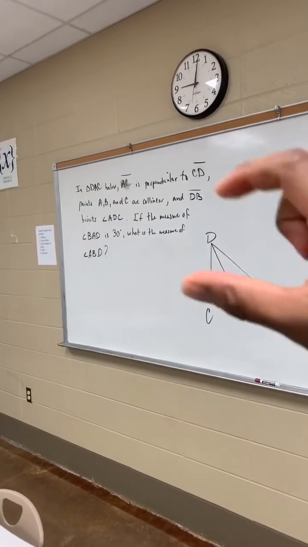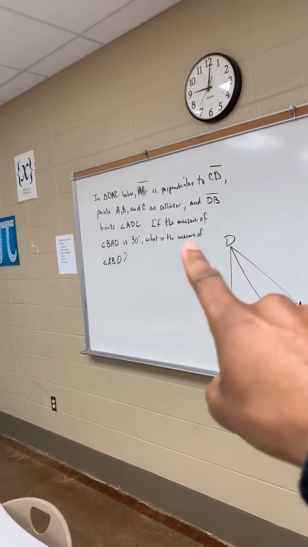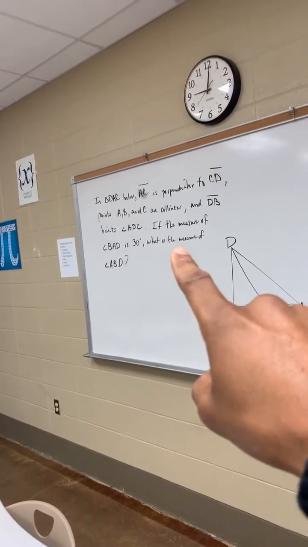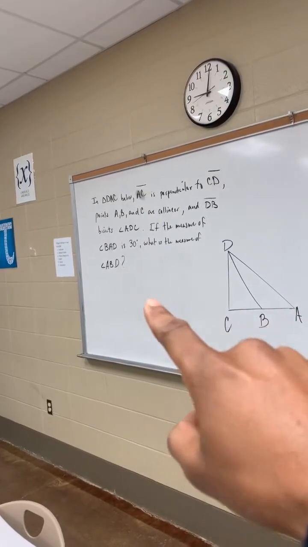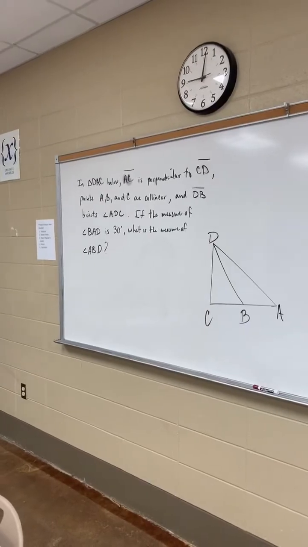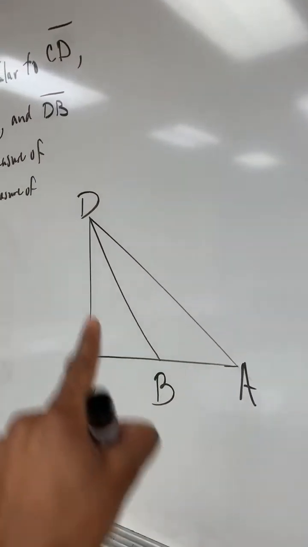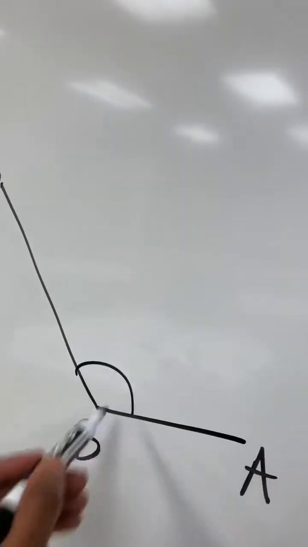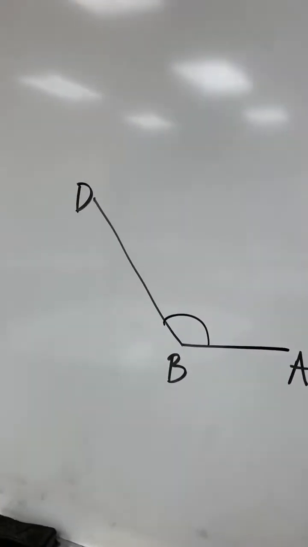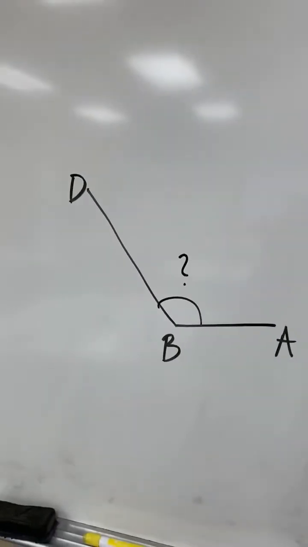Remember the first rule: when you have a problem that has this much wording, find the question first. So the main thing you want to focus on here is you're trying to figure out the measurement of angle ABD. That's number one. So when we try to find the measure of ABD, there's ABD. If you focus on that, what we're talking about is that angle right there. That's what we're trying to figure out. Basically, that's where your question mark is, all right?